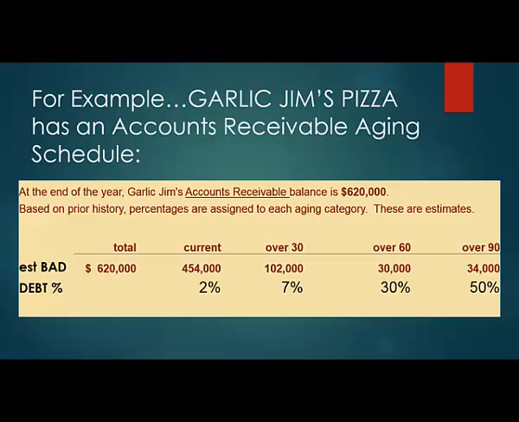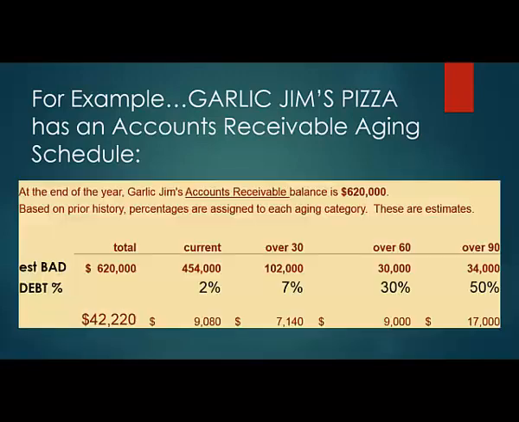The older the invoices get, the more likely they are not going to be collected. So we multiply out these numbers and we get 9,080 in the current column, estimated uncollectible, 7,140 in the over 30, and so on. We add these numbers up and we get a total of 42,440 estimated uncollectible.